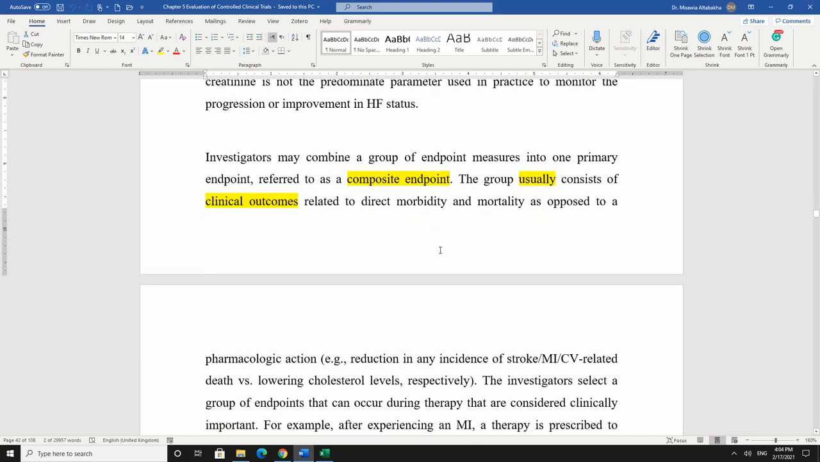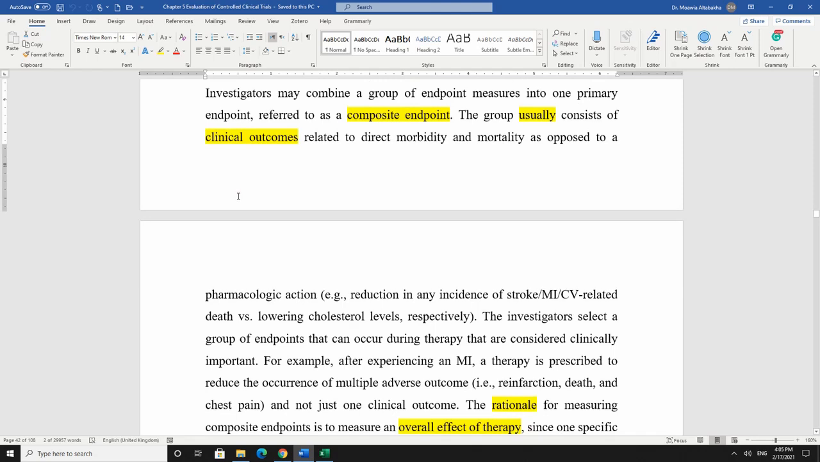Like sometimes the investigators think that their primary endpoint is not one thing. Okay, they have more than one thing, and here we call it composite endpoint. Composite يعني مركب, يعني we have more than one thing as a primary endpoint, and we call it composite endpoint. This composite endpoint, and this is very important, pay attention, usually consists of clinical outcomes. هلا you need to understand what I mean by the term clinical outcome.